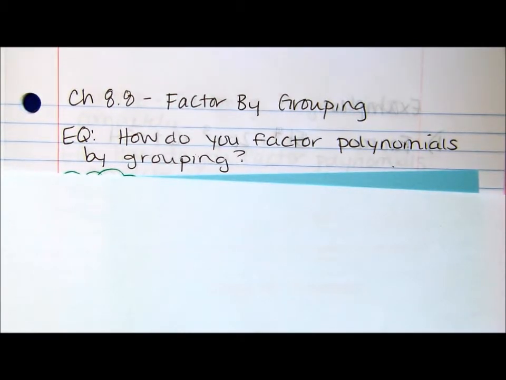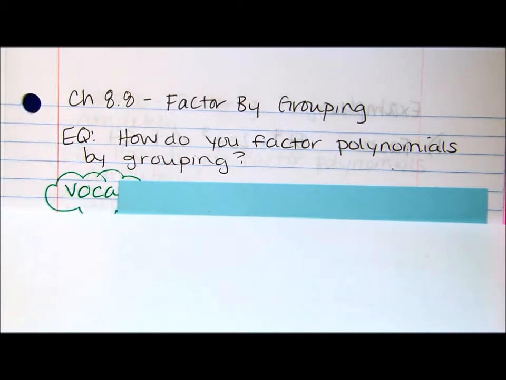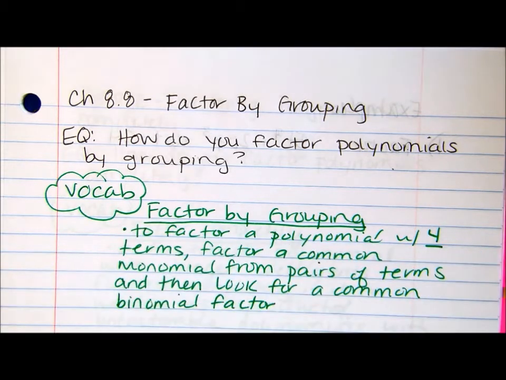All right, so before we go into this, we need to talk about what is our vocab word for this week? And our vocab word for this lesson is factor by grouping. Now, factor by grouping is a method of factoring a polynomial with 4 terms where we will be factoring a common monomial from pairs of terms and then looking for a common binomial factor.